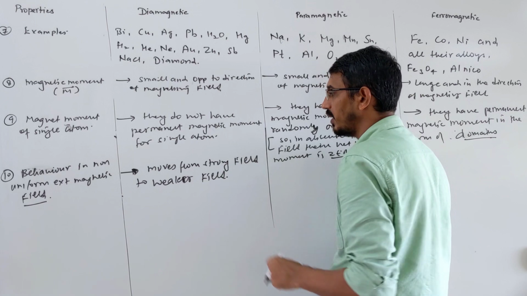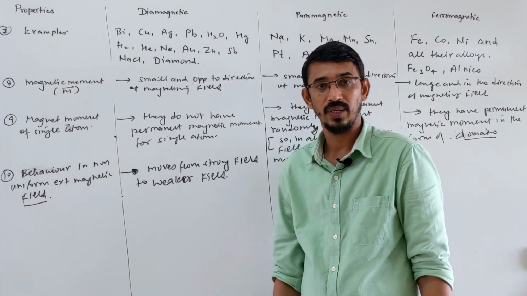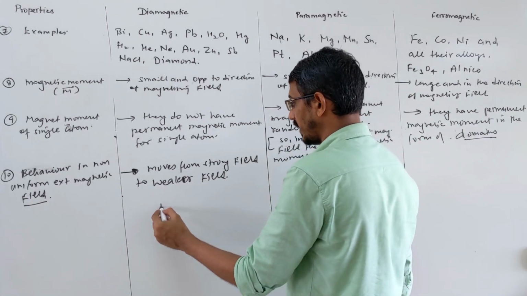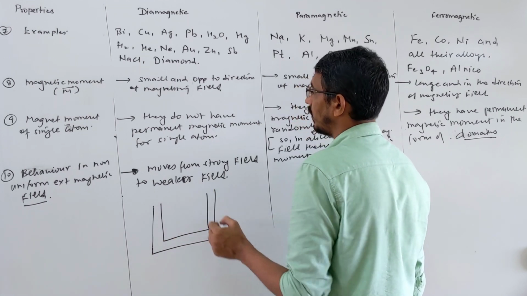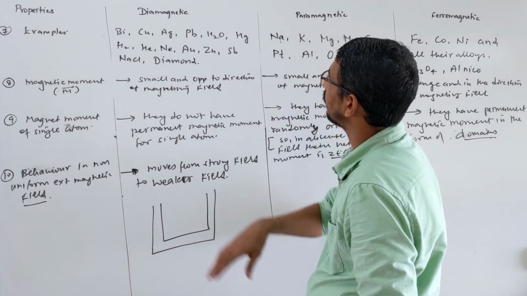They will move from what? A strong field to what? Weak field. One question was asked on exam. Look here. They say there is a U-tube and some magnetic material is formed here. I forgot to tell you something here.